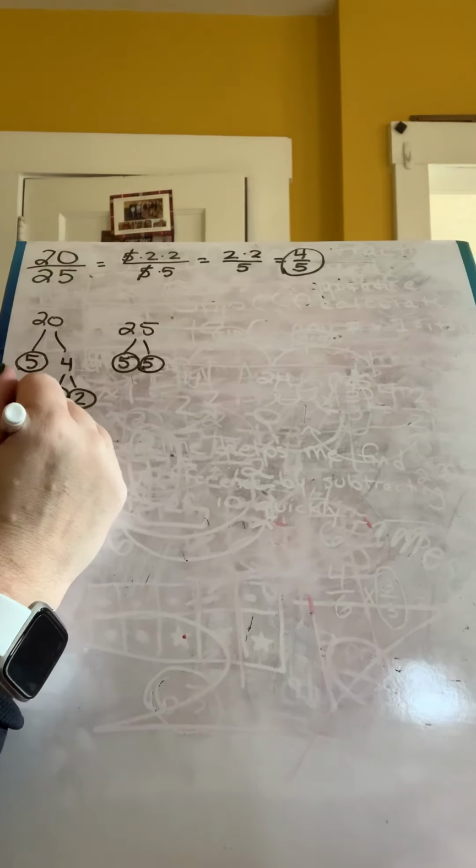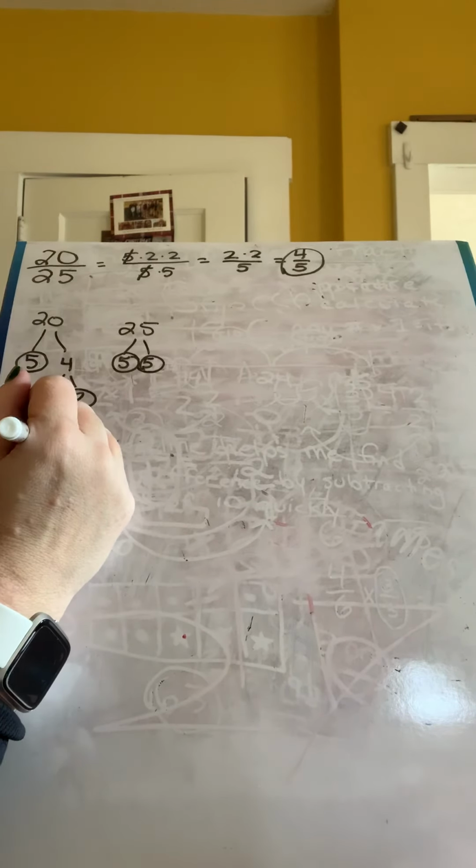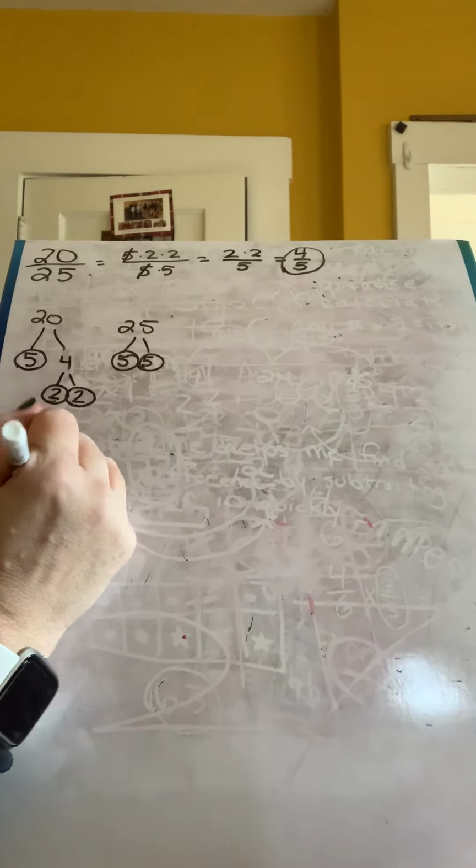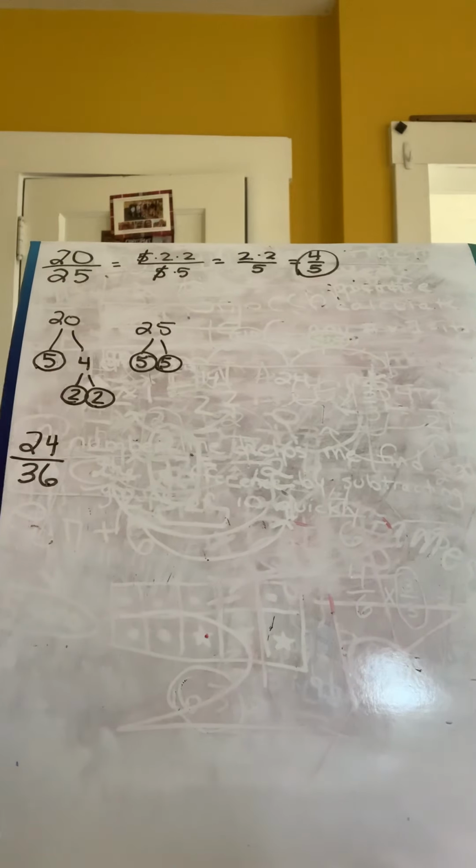All right, why don't you try one? 24/36. Why don't you pause the video now, try this one on your own. And then you can come back for one of the strategies.